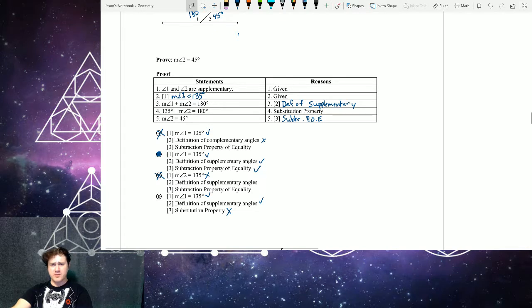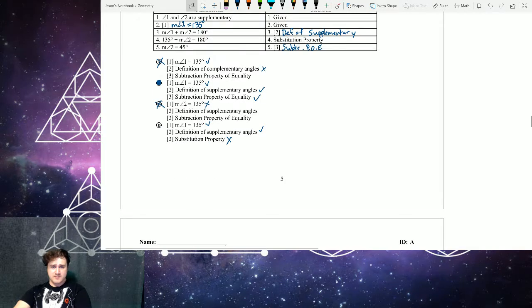Again, we just go through the proof, figure out which of the steps are, use that to fill in the blanks. If you are confused on it, again, you're going to have things like this on the test, so you'll be able to look at the choices and figure out which one works.